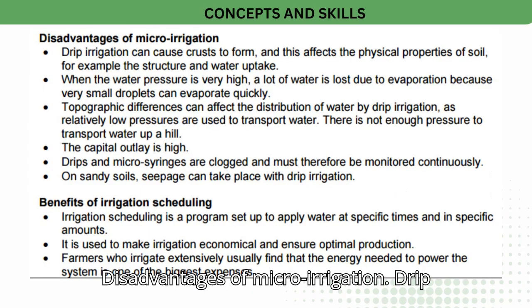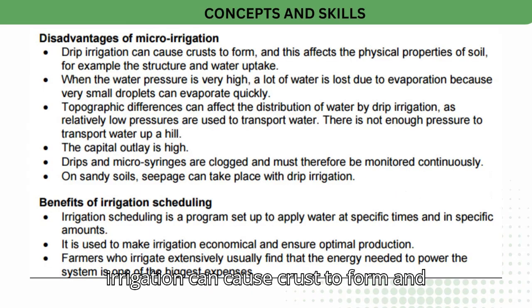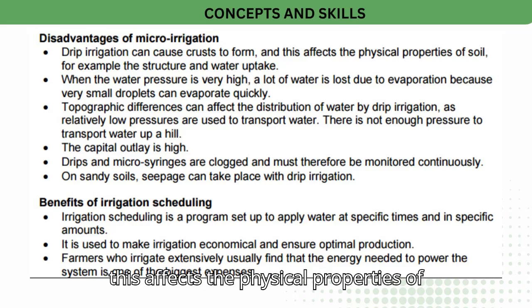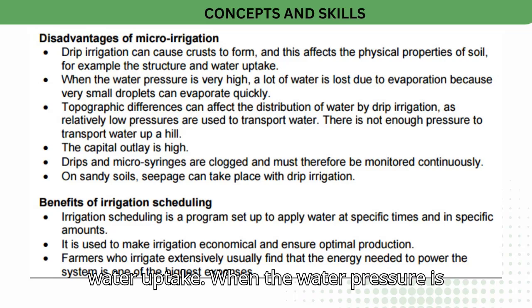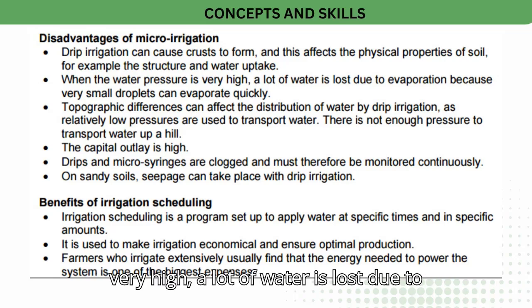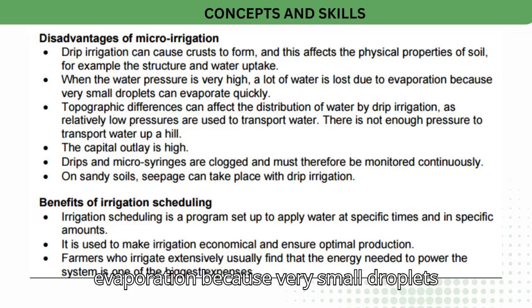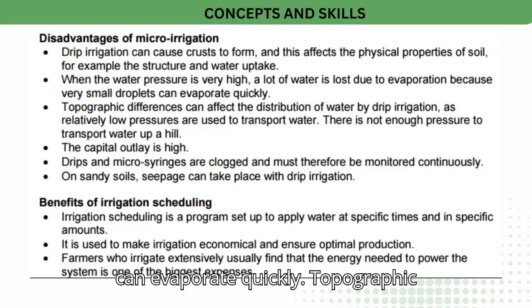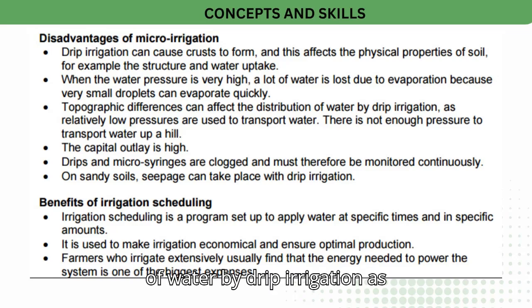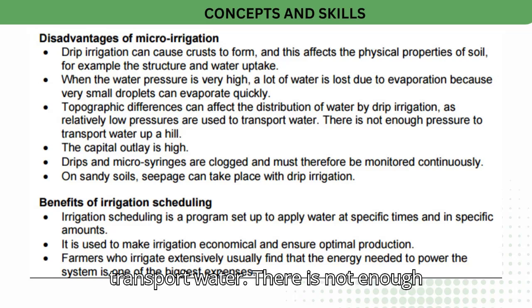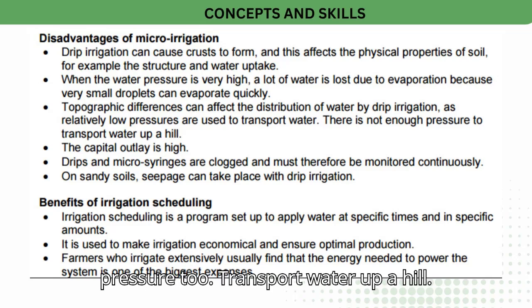Disadvantages of micro irrigation. Drip irrigation can cause crust to form and this affects the physical properties of soil, for example, the structure and water uptake. When the water pressure is very high, a lot of water is lost due to evaporation because very small droplets can evaporate quickly. Topographic differences can affect the distribution of water by drip irrigation as relatively low pressures are used to transport water. There is not enough pressure to transport water up a hill.